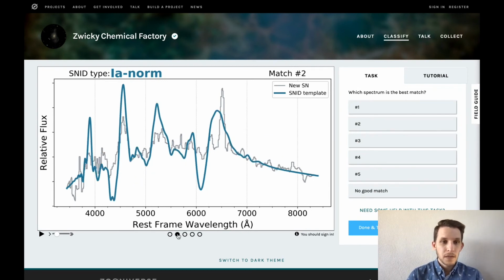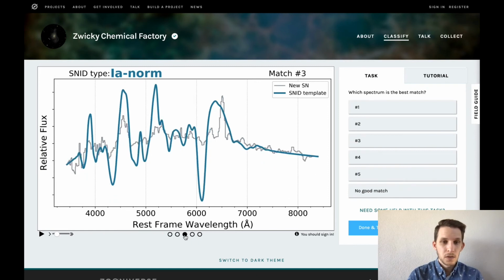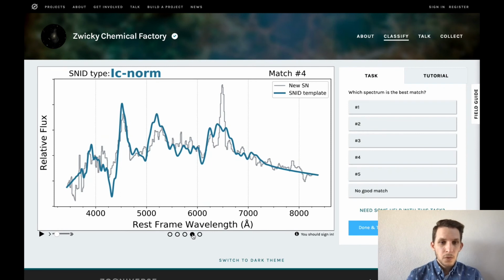And that corresponds to our second best match and our third best match. Again, I don't think that these are particularly good matches. Just the strength of the silicon absorption here is completely different from what's actually in the observed spectrum. Here we have a match to a type 1c normal.